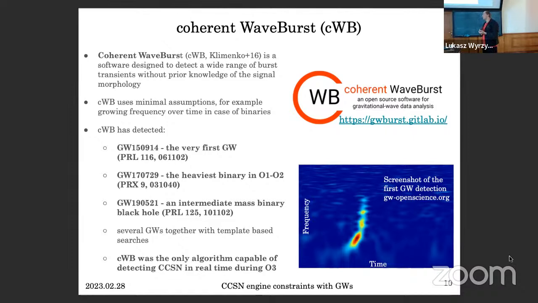This type of model independent search, that is not as constrained, we're able to detect in low latency right away. And this method also detected the heaviest binary black hole to date, and recently the intermediate mass binary black hole, by 2019, and it also finds a lot of other gravitational waves. Plus, it is capable to detect core collapse supernovae. And during the last observing run, if we would have had a galactic supernova, then it would be the only algorithm that can detect it in real time.